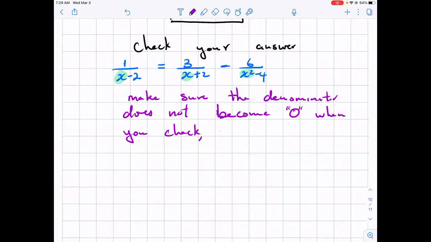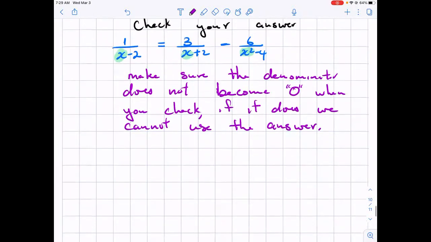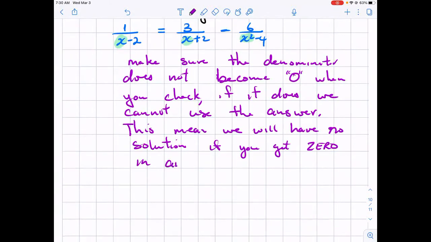okay? If it does, we cannot use the answer. We cannot use the answer. This means we will have no solution if you get 0 in any denominator. Okay, so you want to make sure you check it.